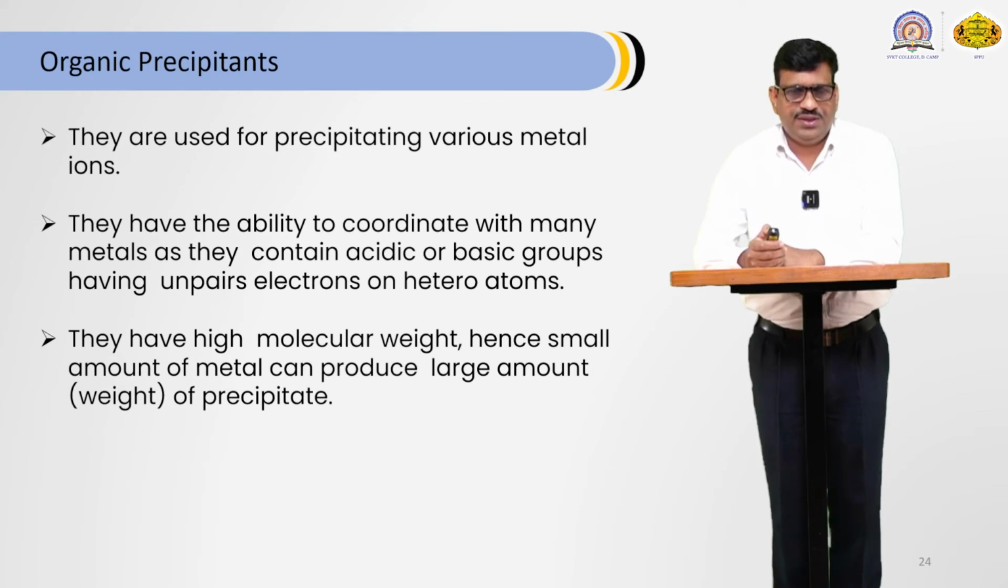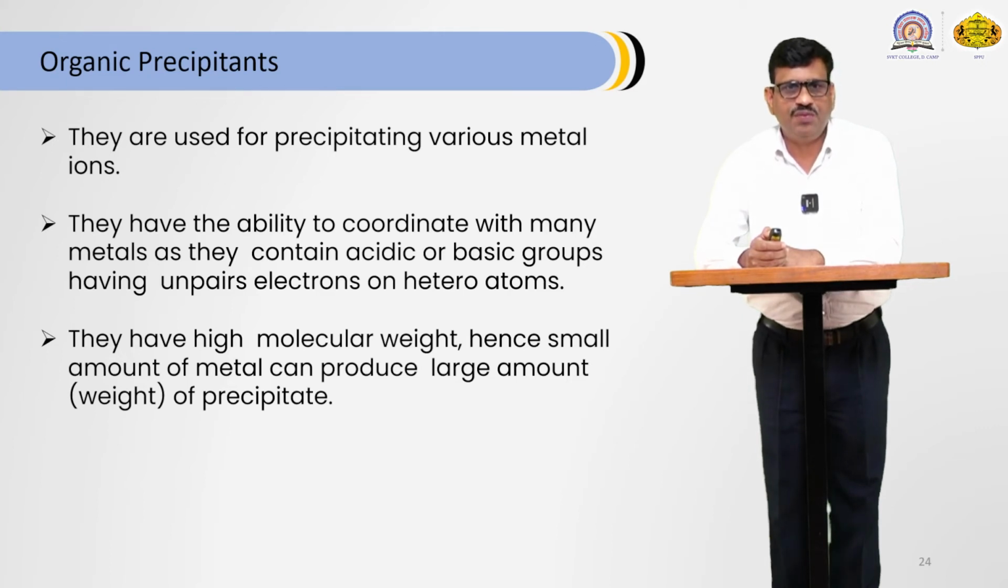Now, another part of this lecture is organic precipitants. Organic precipitants are organic reagents that are used for precipitating various metal ions. They have the ability to coordinate with many metal ions as they contain acidic or basic groups having unpaired electrons on a heteroatom. They have high molecular weight. Hence, a small amount of metal can produce a large amount of precipitate, and taking the weight of that precipitate becomes easy.